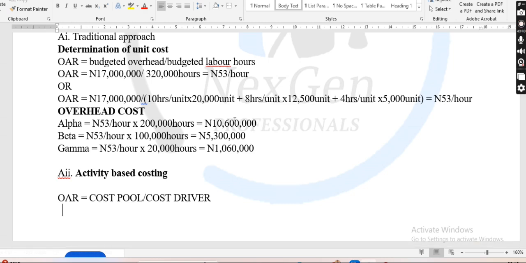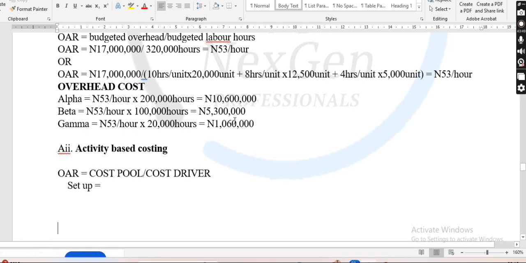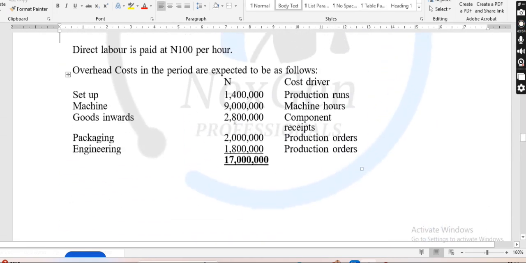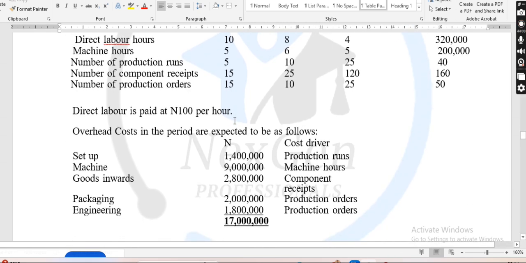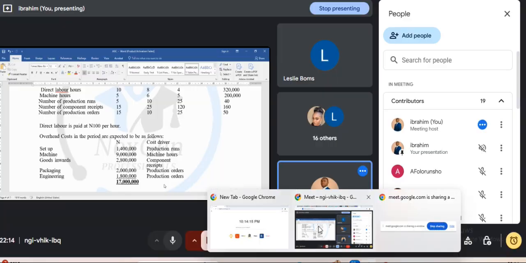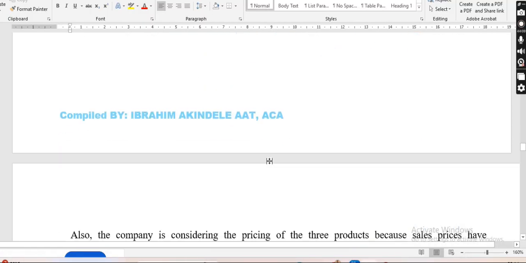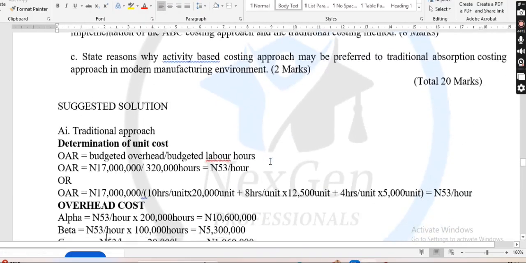Setup, class. So what is the cost of setup? You guys did not screenshot it. 1.4 million. Please screenshot 1.4 million, this part. Have you screenshot it? Let's see how we can quickly move, please. Are we good? Yes, sir. Okay, good. So you just be giving me figures, then we'll move on, please.